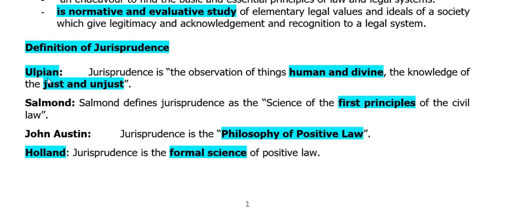One can identify Ulpian's definition by these words: human and divine, just and unjust. Salmond's definition can be identified by the use of the words first principles. These words first principles come in the definition given by Salmond. No other philosopher has used this term. In John Austin's definition, philosophy of positive law is there. It is a very small definition. And Holland's definition can be identified by formal science.